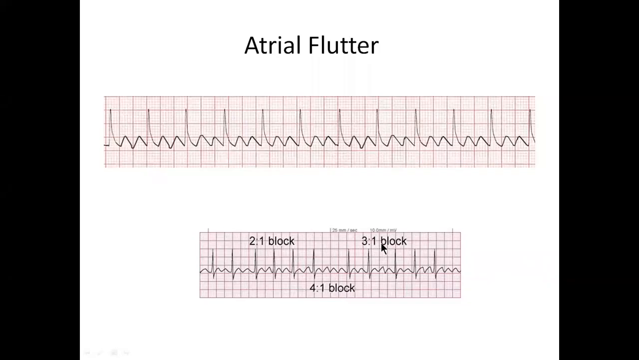And if the block is variable, we call it a variable block. And then the rhythm will become irregular. If it is always 2 to 1, the rhythm will be regular. Okay? But this is atrial flutter.